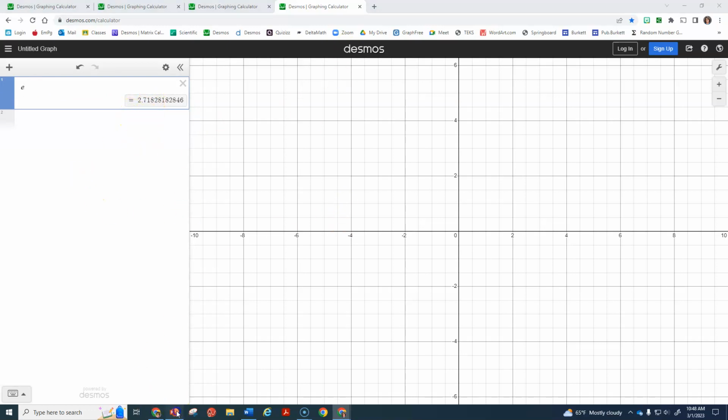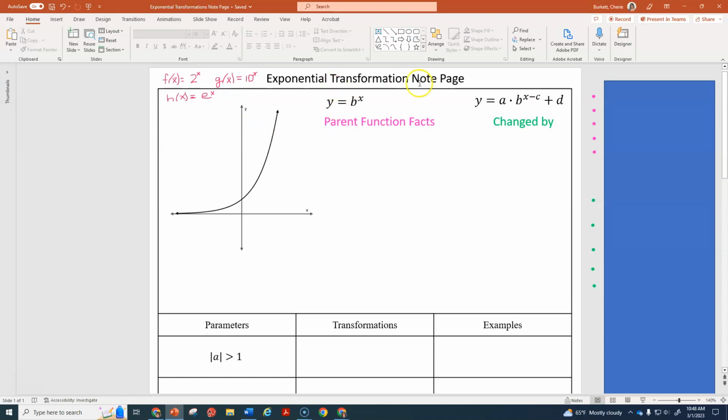Okay, so the state of Texas says that in terms of transformations, we only have to do transformations for these 3. So these 3 are considered our parent functions. Now, we will be having exponentials that have other values of b, but I won't be asking you questions about transformations on those. I will only ask you transformations when the base of the exponent is either 2, 10, or e.